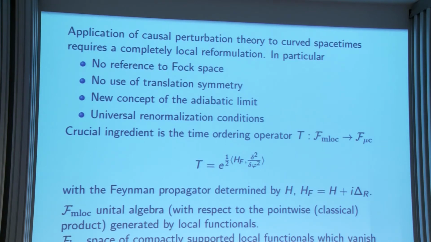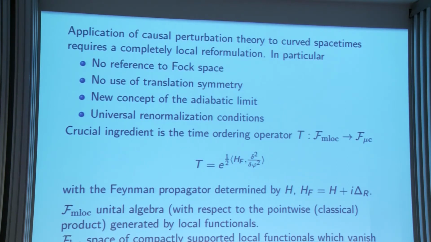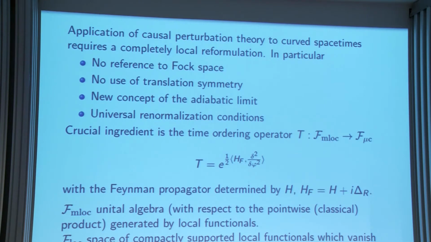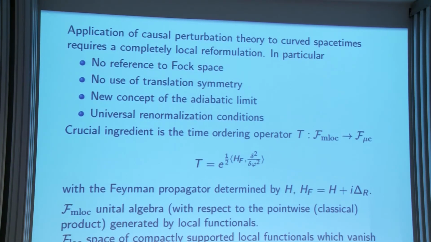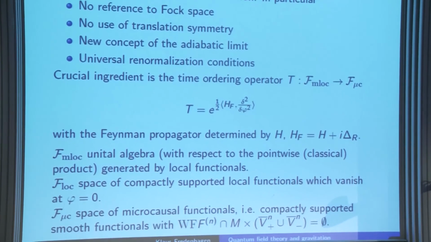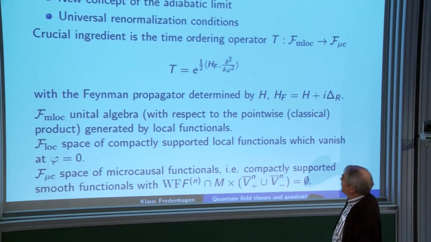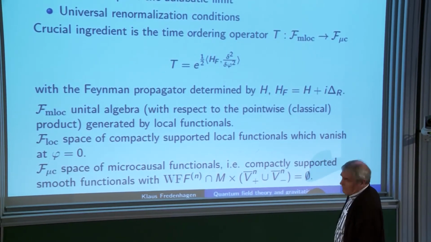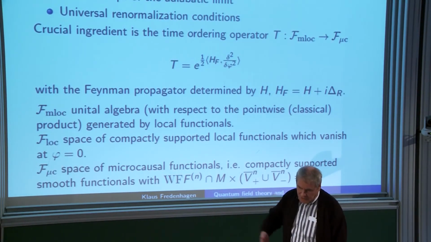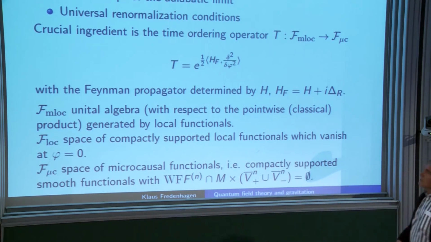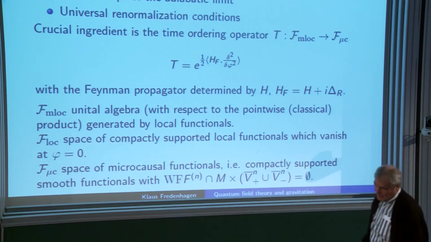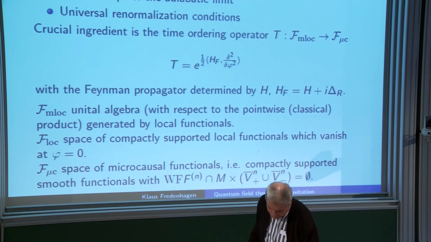Formally, what you do is you construct an operator called the time ordering operator, which is formally given by this formula. So you take the Feynman propagator associated to capital H, which is just H plus a multiple of the retarded propagator. And you have this pairing of this distribution H_F with a second derivative. And I omitted here a factor of ħ. You should think of a factor of ħ and a factor of 1/2.